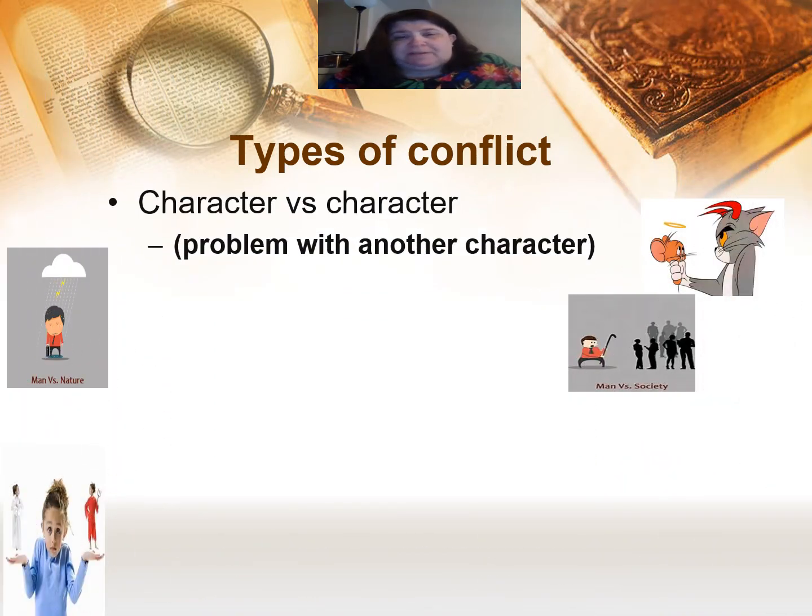So there are several types of conflict. So we see sometimes that there's character versus character conflict, where they just have a problem with another character. And we see over here we have Tom and Jerry, classic. Those two have issues with each other forever.